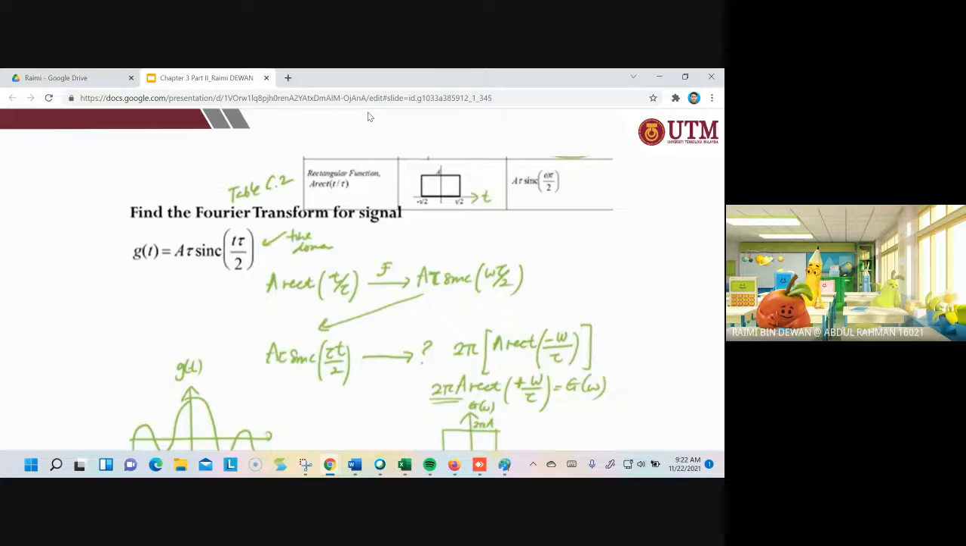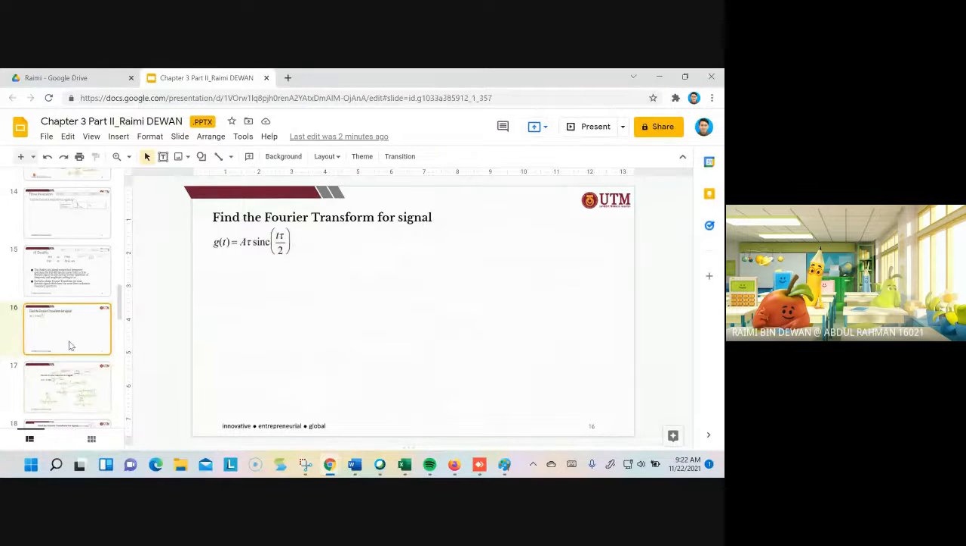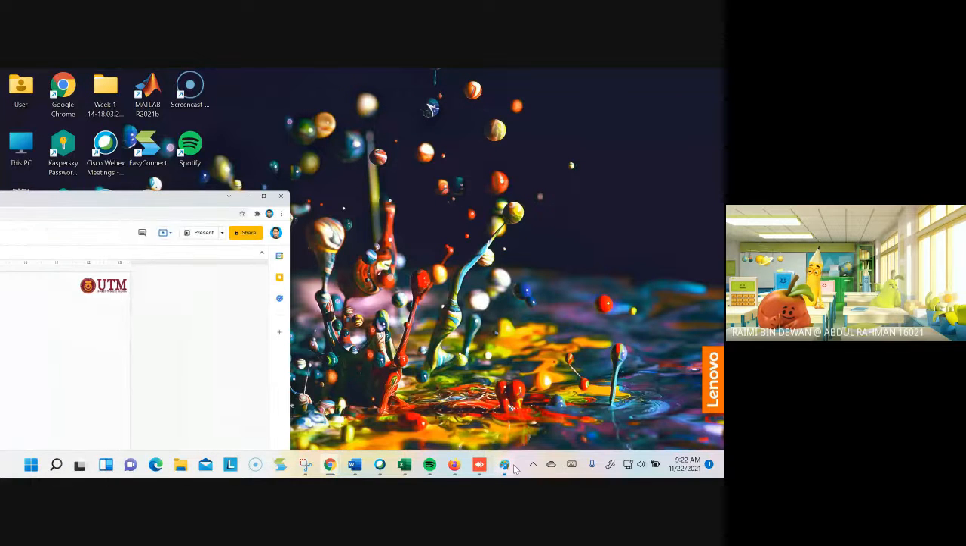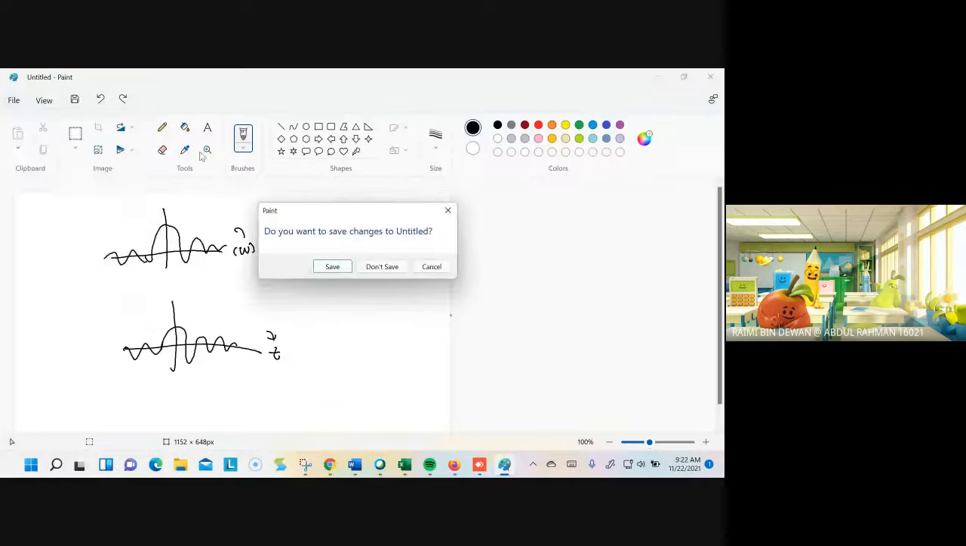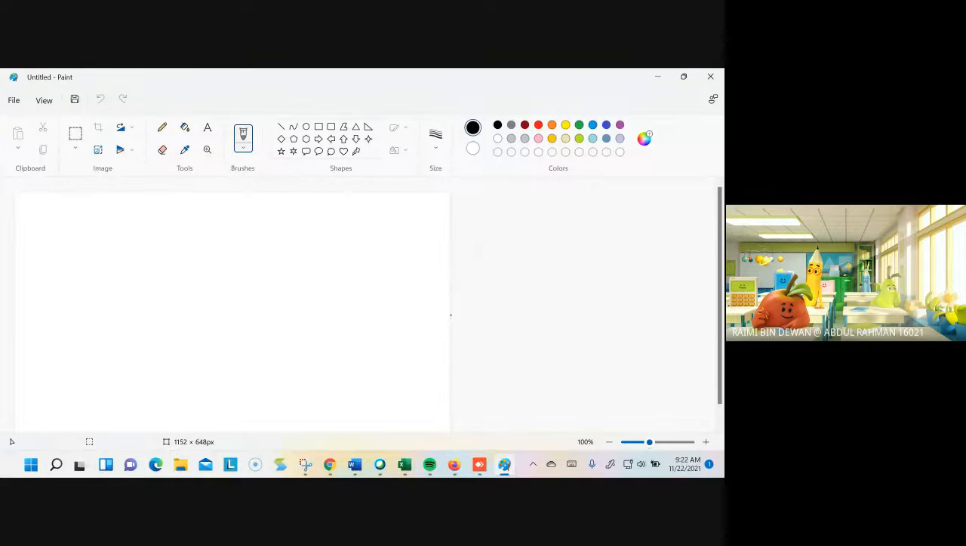Okay, you see here. Where's the pen? Wait, I'm adjusting my screen. Where's the question? The question is giving you g(t) equals A tau sinc of t tau over 2.